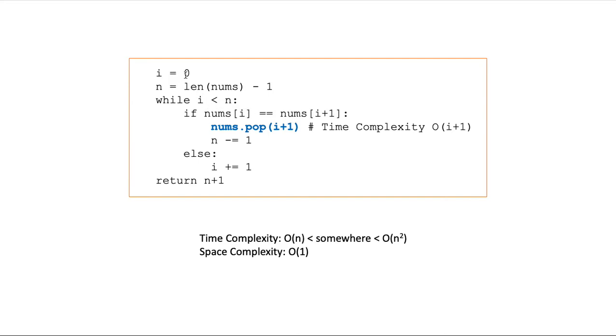So we use i to track the unique item in the nums array, and whenever we encounter duplicates, we pop that item, and we move on if it's a unique item. But this one, as you can see, the pop has a time complexity of O(k) if we pop at the k-th item. So the overall time complexity between O(n) and O(n squared) is not as efficient as we wanted, although the space complexity is O(1).